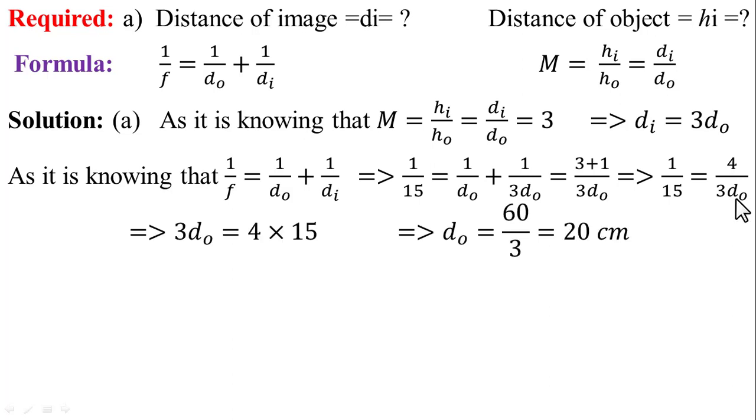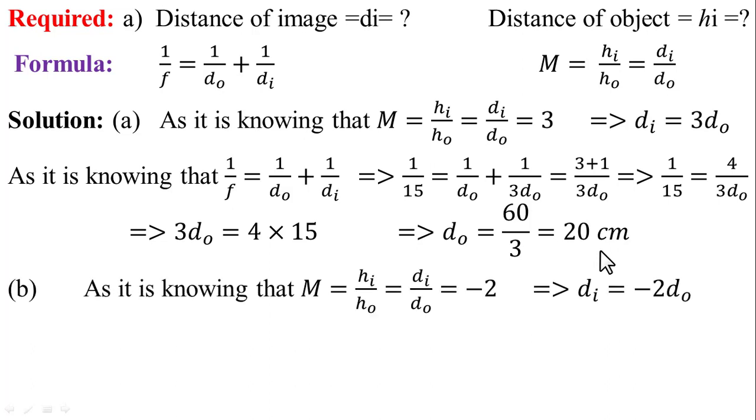So we have 3d naught is equal to 4 multiplied by 15 by cross multiplication. Here cross multiplication, 3d naught multiplied by 1 and 15 multiplied by 4. So 3d naught is equal to 4 multiplied by 15, so d naught is equal to 60 divided by 3, that is equal to 20 centimeter.